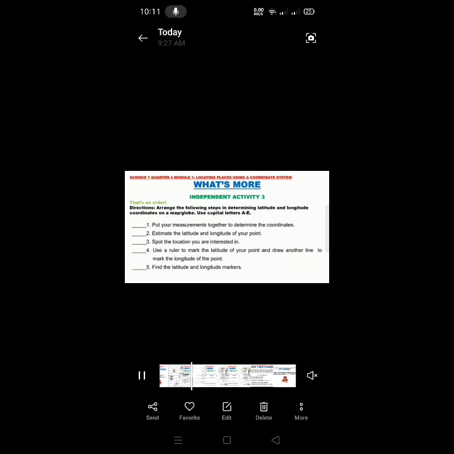For independent activity 3, arrange the following steps in determining the latitude and longitude or coordinates on a map or globe. Use capital letters A to E. So for example, for number 1, put your measurements together to determine the coordinates. So you need to arrange 1 to 5 labeled as A to E. Okay, so I am expecting your answers tomorrow morning.